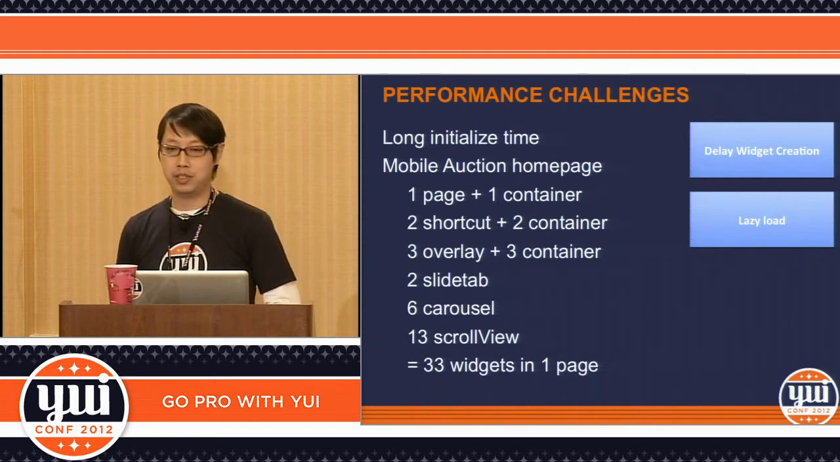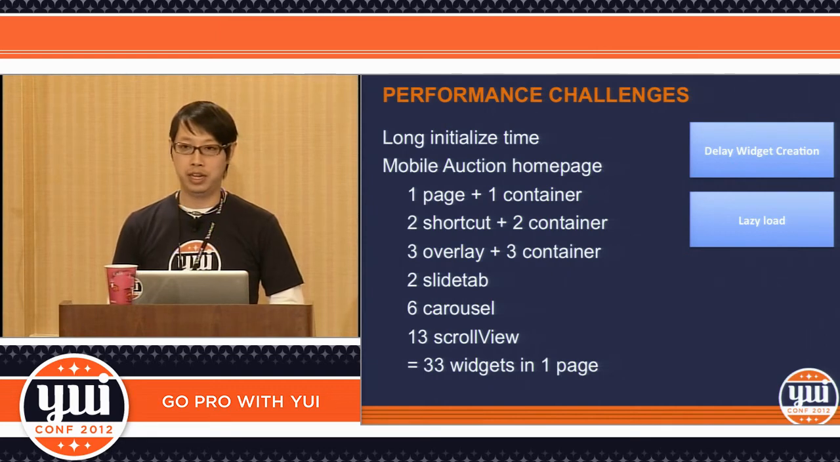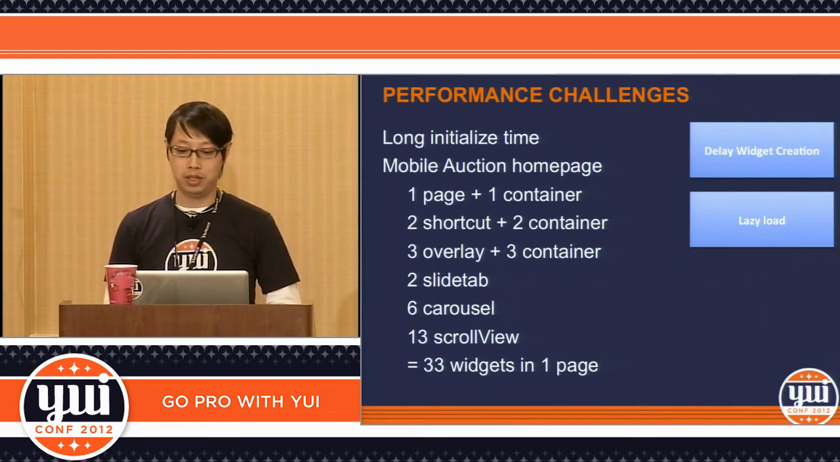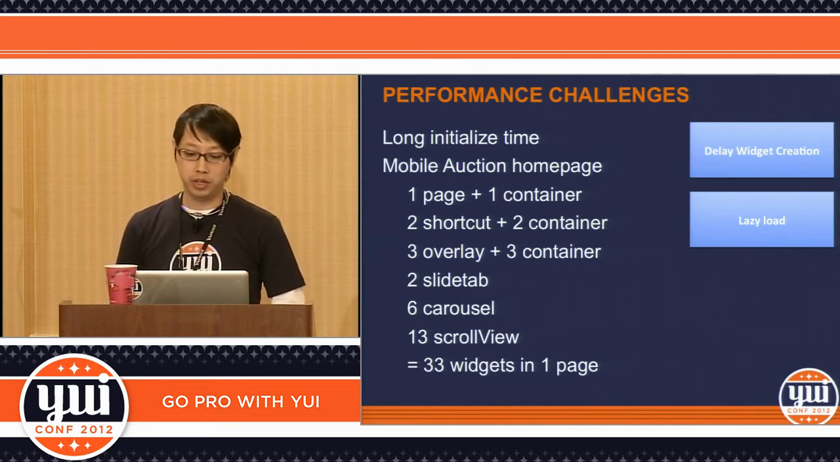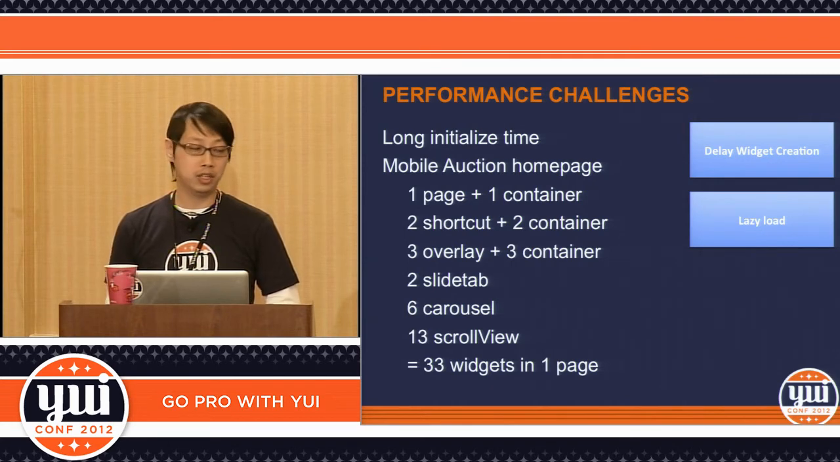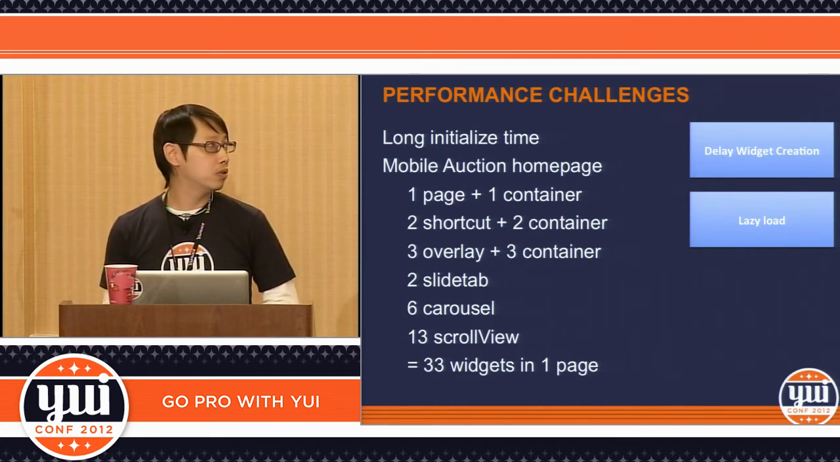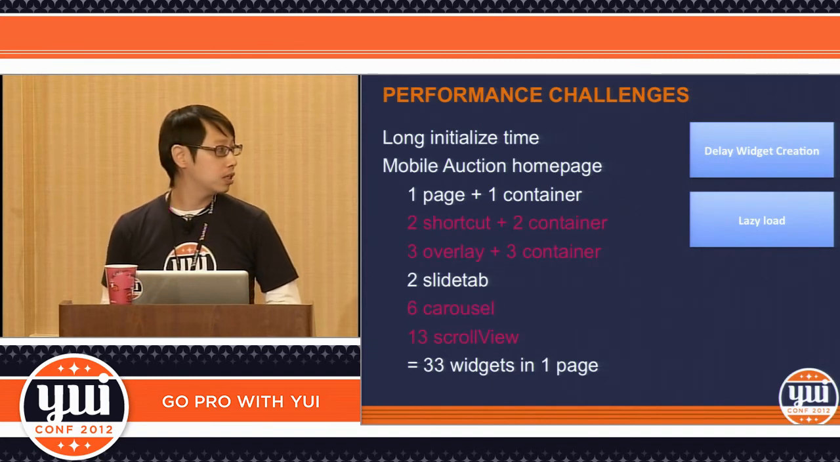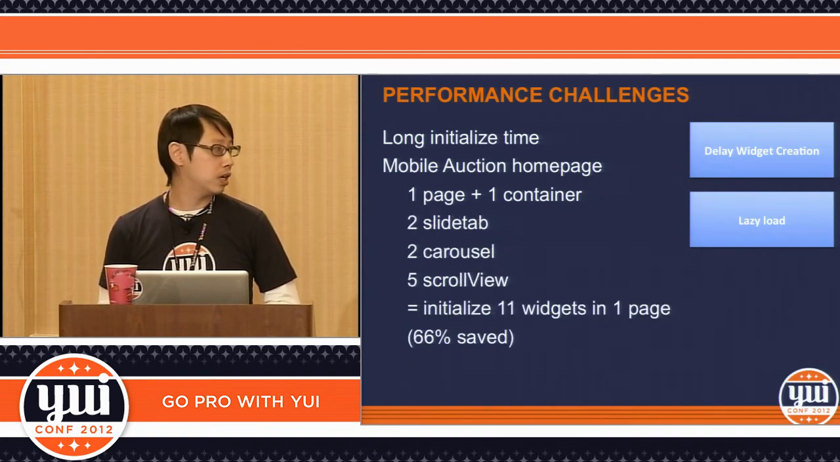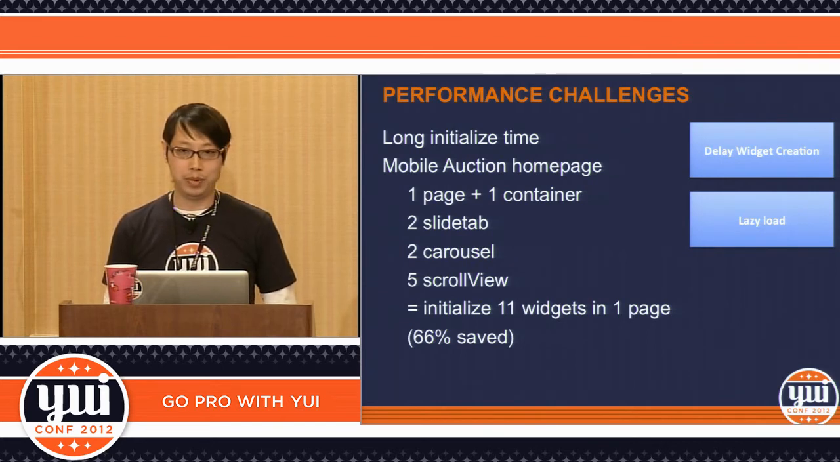There are two ways. The first one is to delay the initialization of widgets. Just as I mentioned, you can delay the initialize of hidden widgets, and the other one is lazy load. After we use these two solutions, the number of widgets is reduced from 33 to 11. As you can see, this is a big improvement, and finally we got about 1 second waiting time. That's really good.